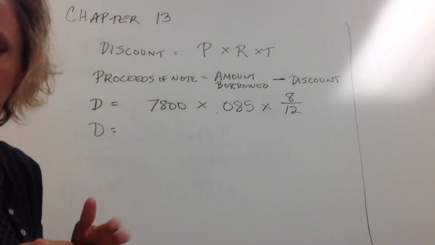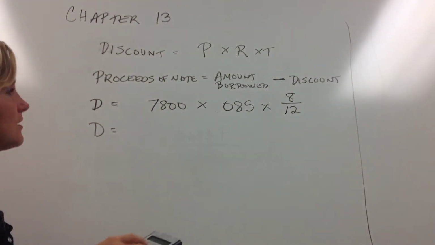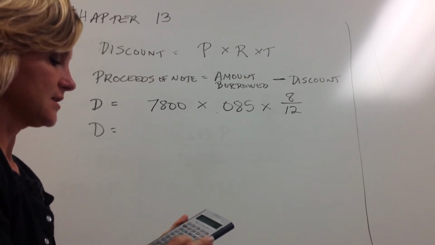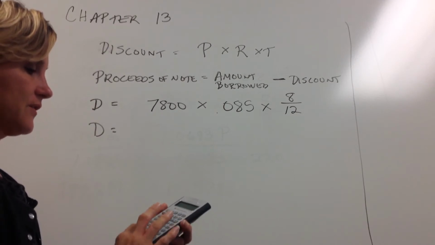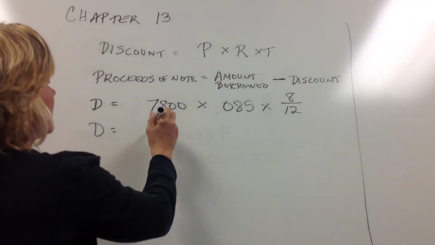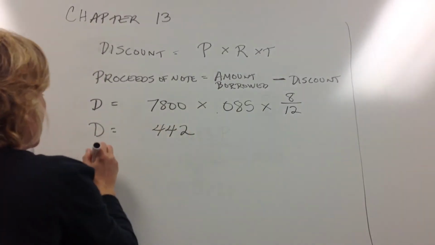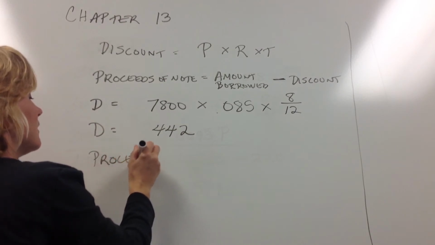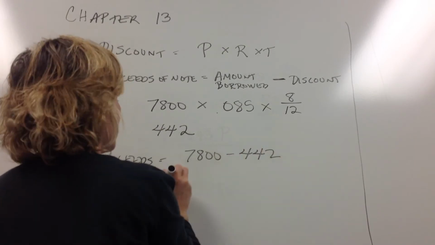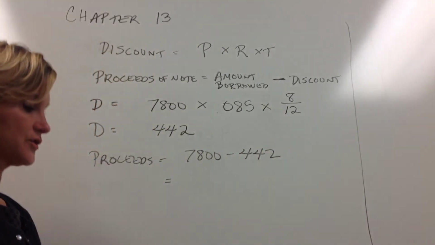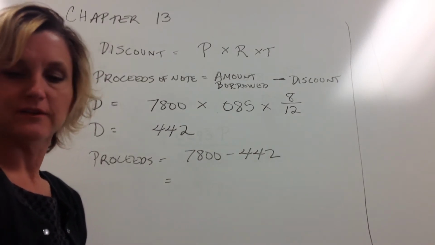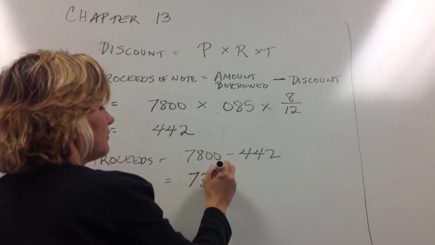Our time is always in terms of a year, and if they give it to us in months, we'll leave it in months. So 7,800 times that 8.5% discount rate times 8 months divided by 12 months gives us a discount of $442. So then her proceeds are the $7,800 minus the $442, because the $7,800 is the amount that she has to pay back at the end. So that gives us proceeds of $7,358.